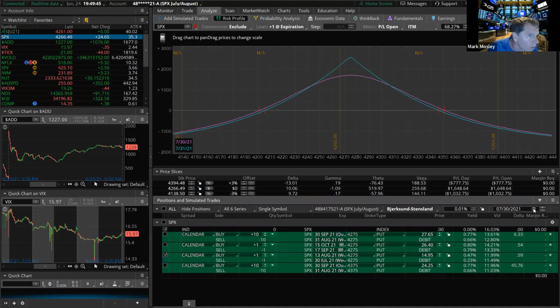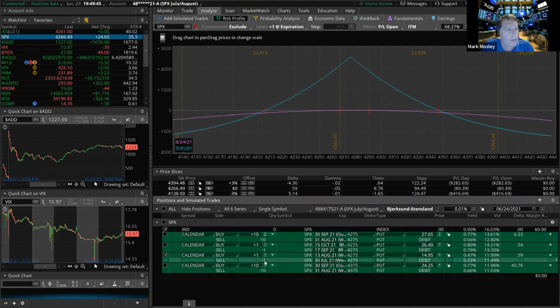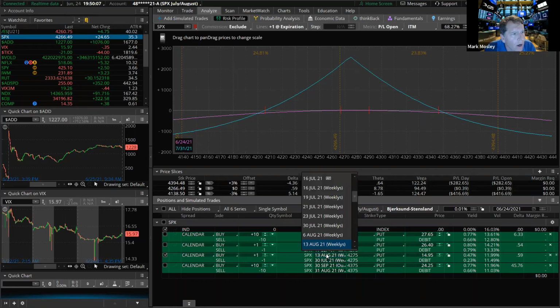Okay, and let's roll the time back to today. Okay, July 30th. So what I've done here, July 30th is how many days? 36 days on the short leg. And I'm going about 2 weeks out for the long leg. And this is giving me a pretty flat T+0 line.